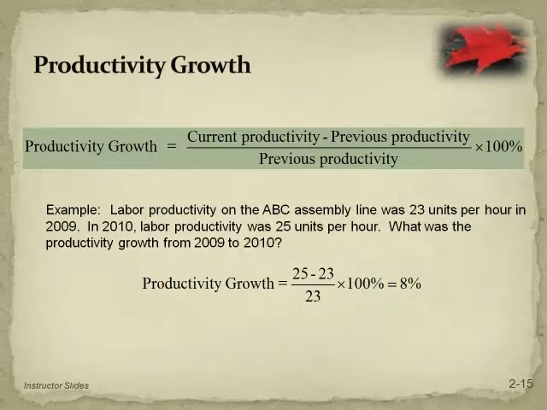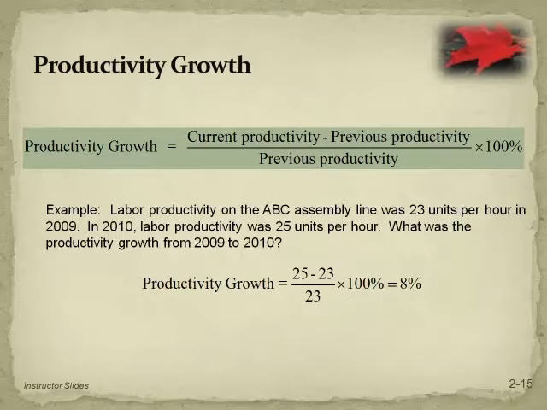So inserting those values into the formula, we have the most current productivity of 25 minus 23 divided by 23, and then multiply that times 100, so productivity increased by 8%. Now, there's another way that we could get exactly the same value of 8%, which to me is a simpler way to do it, and that would be just to simply divide the current productivity by the previous productivity.